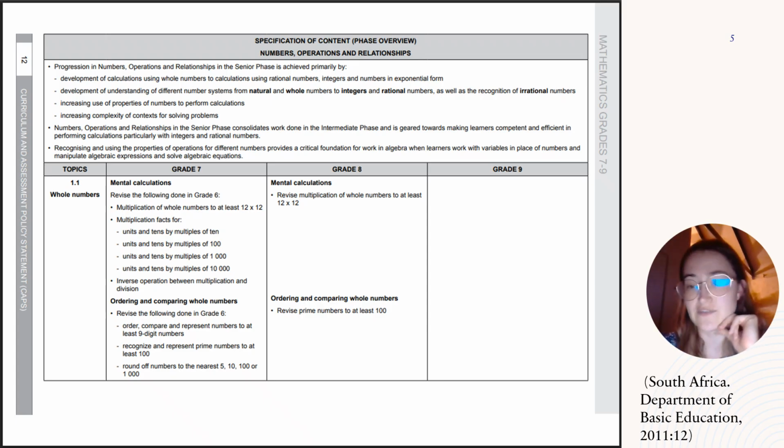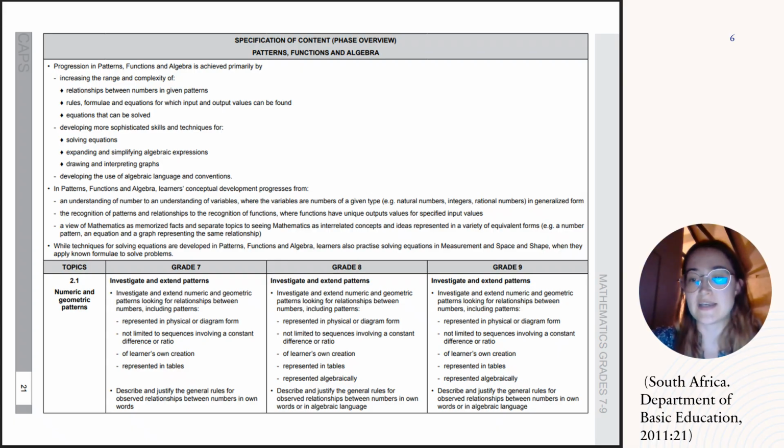So this weighting is different because these concepts are more basic. So it's important to get the learners to get this right in the earlier grades, in grade 7 and 8. But by grade 9, this becomes more of level 1 questions, which we'll go over later.